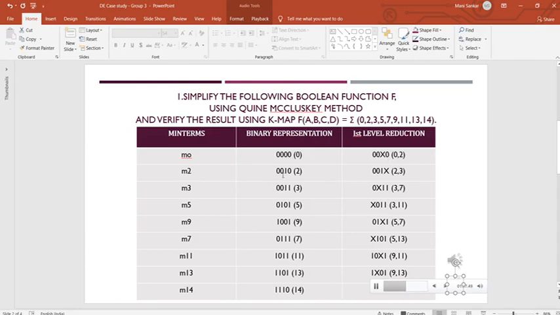After this, in first level reduction, the second row consists of 2, 3. If we compare the binary representations of 2 and 3, for 2 we have 0 0 1 0 and for 3 we have 0 0 1 1. So the last digit differs, 0 and 1. So we change it to x and represent it in first level reduction as 0 0 1 x. Similarly, we have to compare a number present in the binary representation with another number.